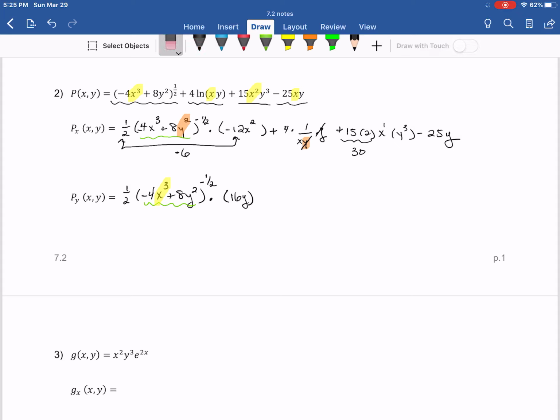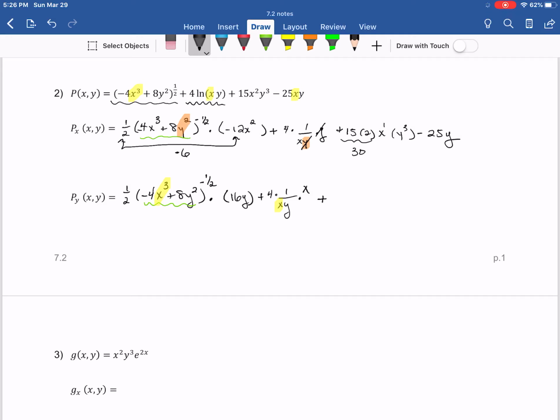The next term that I'm differentiating is this 4 ln of xy, and I seem to have erased my highlighted x. Okay, so the derivative of 4 ln xy is going to be 4 times 1 over xy times the derivative of the denominator. Don't forget, there's your constant. So the derivative of xy, with x being the constant, is just x.